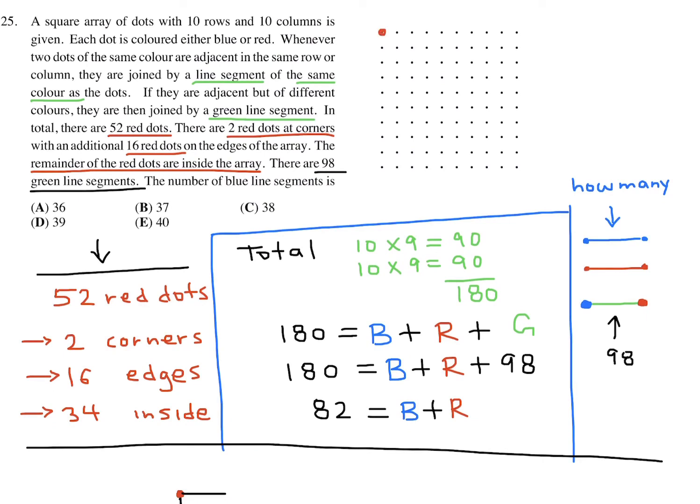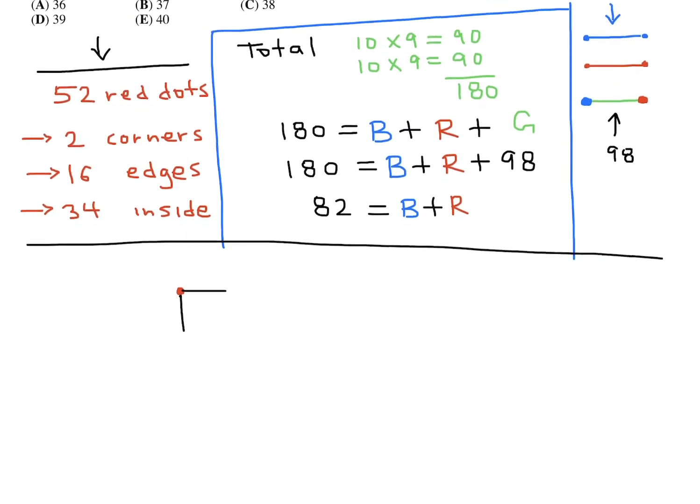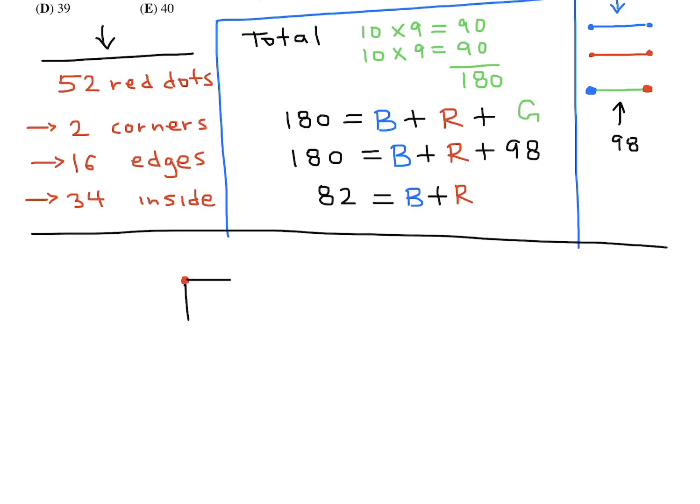If you got a red dot at the corner, it'll produce a line segment going that way and going that way. And that's exactly what I drew over here. So how many line segments? Well, there was one here and one here. There's 2 for each corner dot. But I have 2 corners, 2 red dots at the corners, and each of those produces 2 line segments. So the total will be 2 times 2, which is 4. Correct? All right.